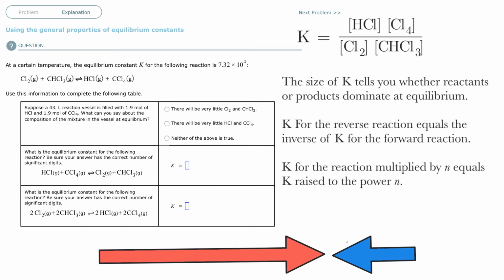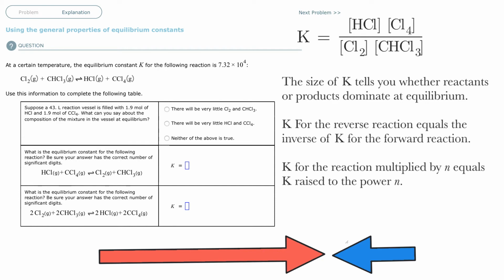Okay. The second thing is that the K for the reverse reaction equals the inverse of K for the forward reaction. So inverse just simply means flip this upside down. Flip this upside down. So let's say I have a big K. I have 1,000,000 and 1,000,000 and 7 and 7. Okay? So 1,000,000 times 1,000,000 divided by 49. So I'm going to have a big number. If I inverse that, if I flip this upside down, then you're going to have a very tiny number divided by a huge number. And that means you're going to have a very, very little K.